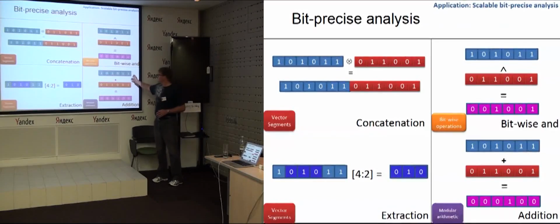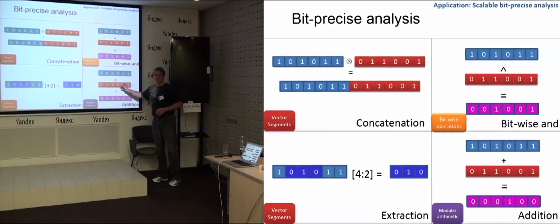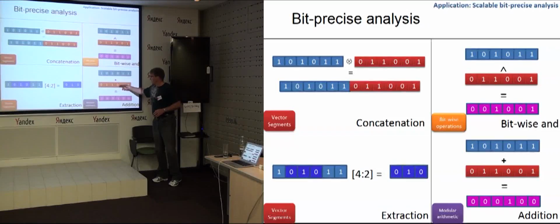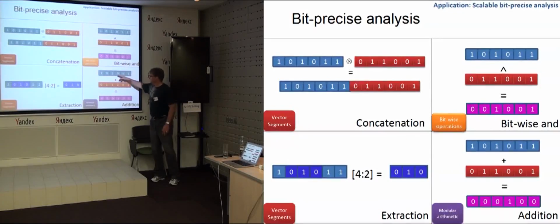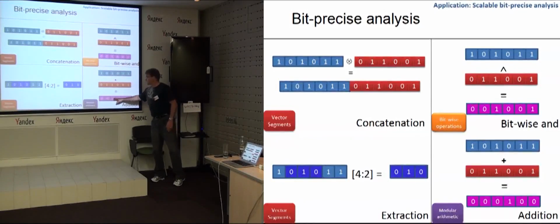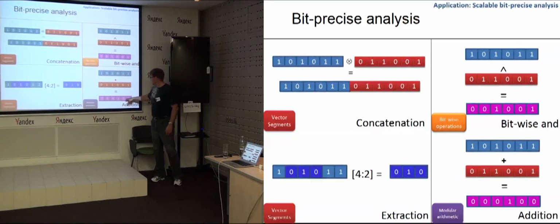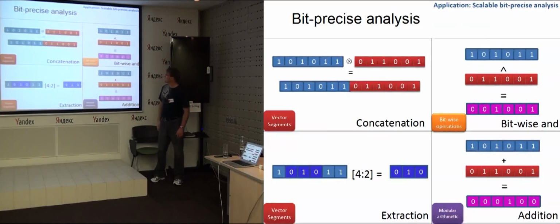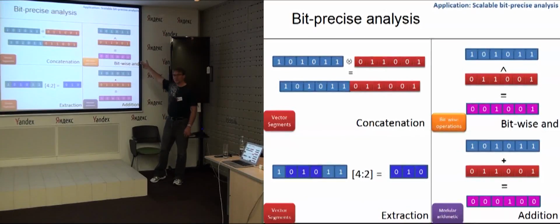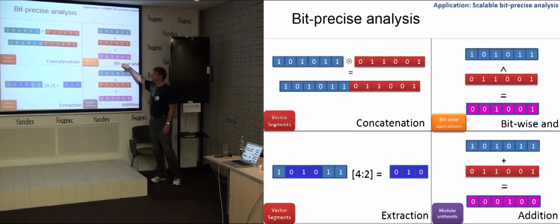So here we have two numbers that have 6 bits each, and when we add them, we get this result. Since there's an overflow, the upper bits are all 0, and the result is 4 modulo 2 to the 6. You can also do bitwise conjunction, taking the conjunction of each bit, concatenate bits and extract bits.